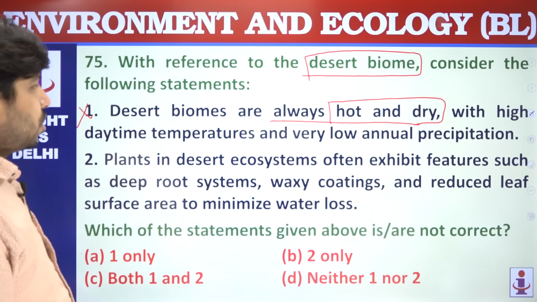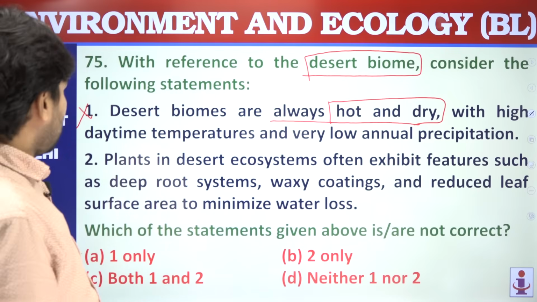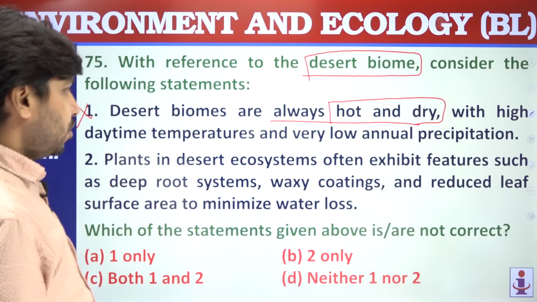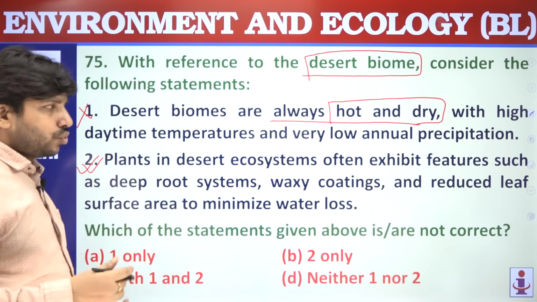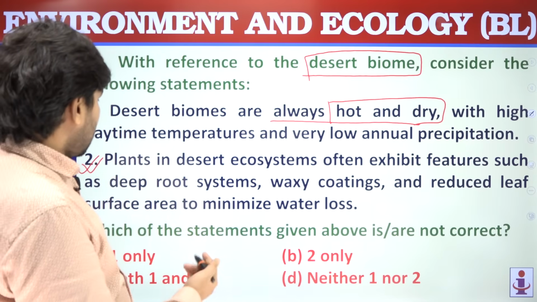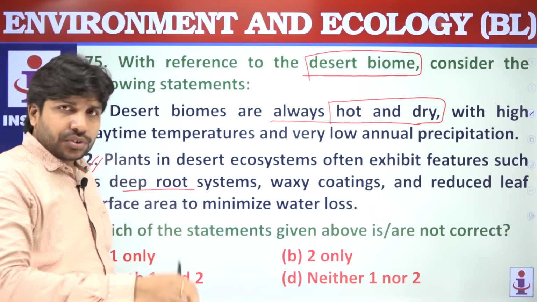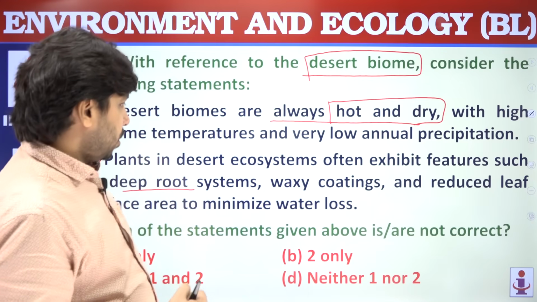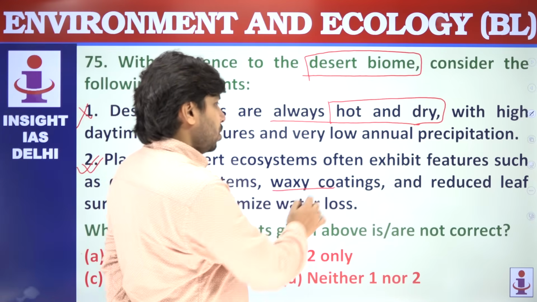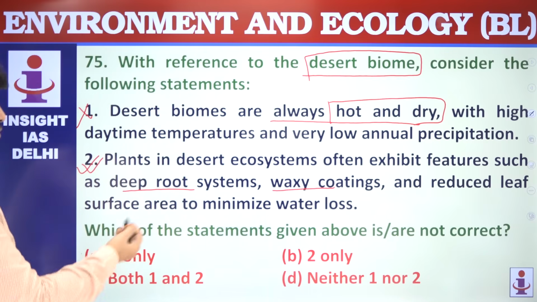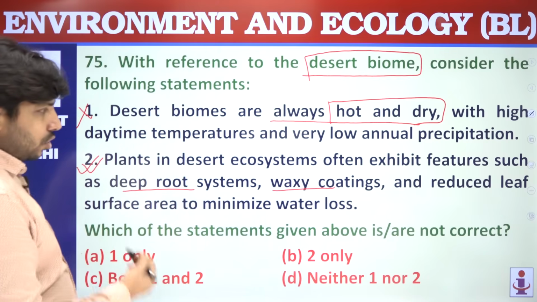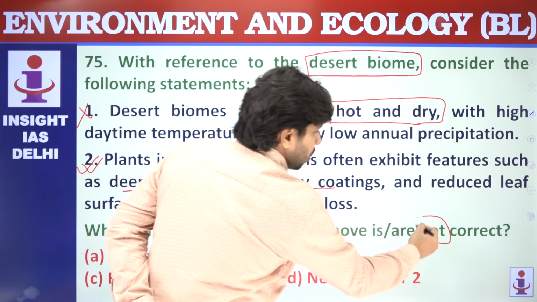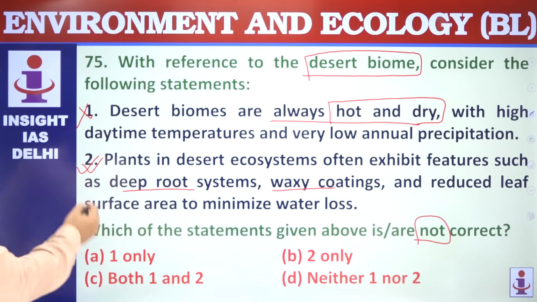Plants in desert ecosystems often exhibit features such as deep root systems, waxy coatings. Yes, in the desert biome plants do exhibit these features, like deep roots to extract water from beneath the earth, waxy coatings, and reduced leaf surface area to minimize water loss. So only one question is asking about not correct. So only one is not correct.